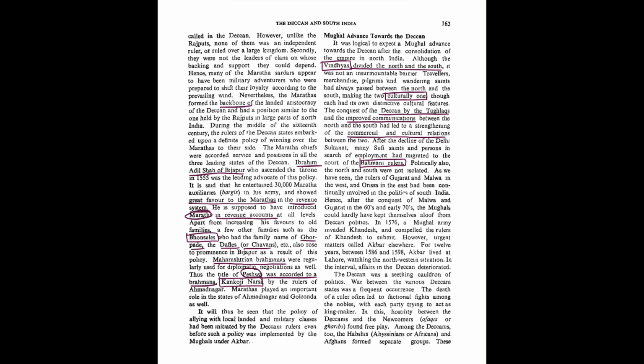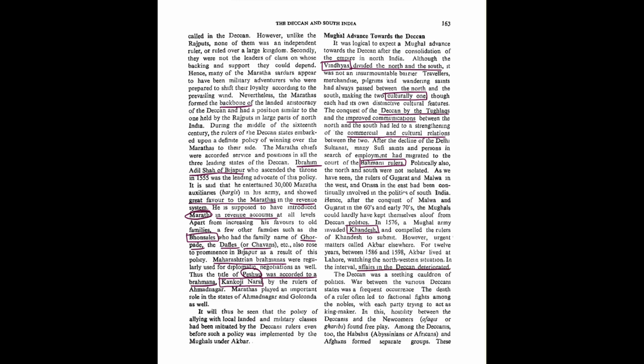In 1576, a Mughal army invaded Khandesh and compelled the rulers of Khandesh to submit. However, urgent matters called Akbar elsewhere. For 12 years between 1586 and 1598, Akbar lived in Lahore, watching the northwestern situation. In the interval, affairs in the Deccan deteriorated.